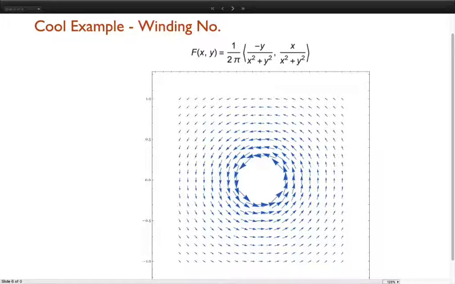First, we see that we've got minus y over x squared plus y squared and x over x squared plus y squared. So they have that common denominator, x squared plus y squared. And we should probably think of that as r squared, right? The distance from the origin squared. So this vector field scales like 1 over r squared.